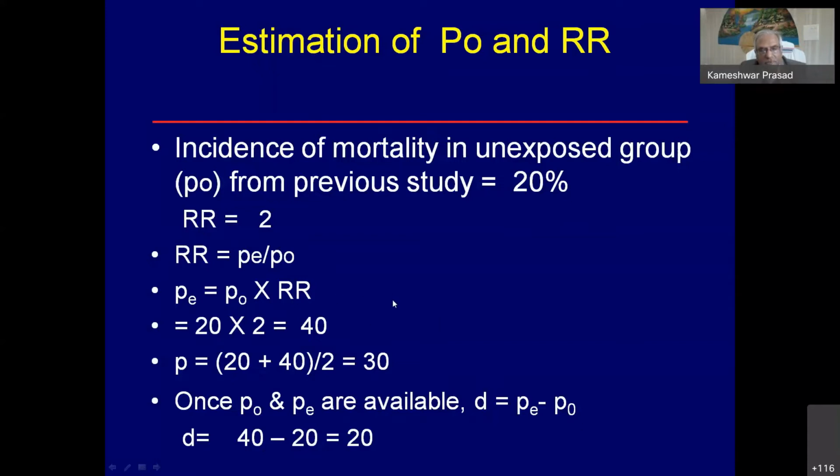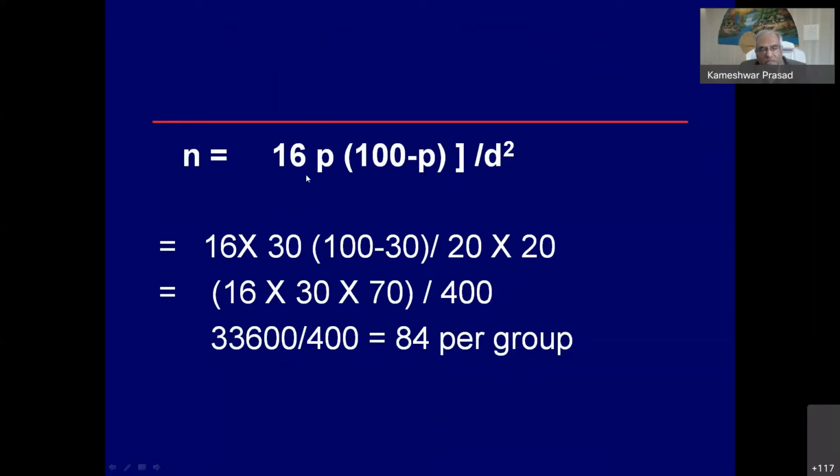PE, those who are exposed to, in this case, probably kidney injury. So that is 40%. Those who are not exposed, 20%. So the difference is 20%. And the average of the two percentages, PE and P0, is 30%. So if you apply the same formula, 16P(100 minus P) divided by D square, it will give you 84 per group. So that is what becomes the sample size per group, which means you need 168 patients to do this.